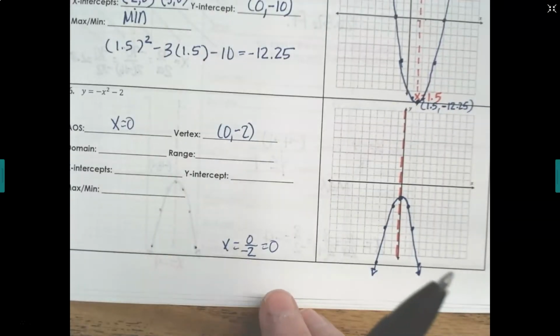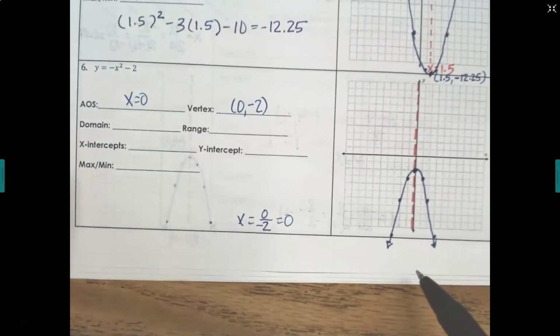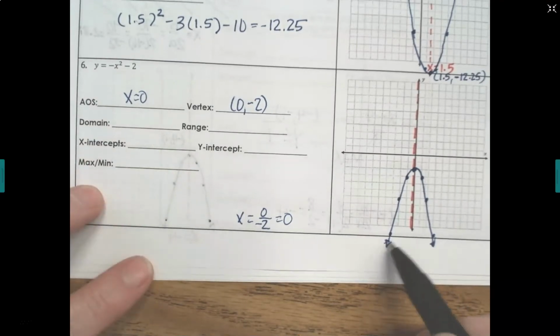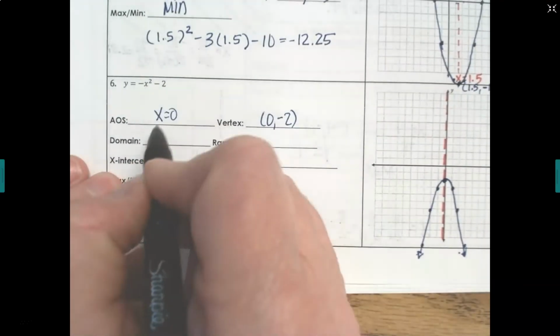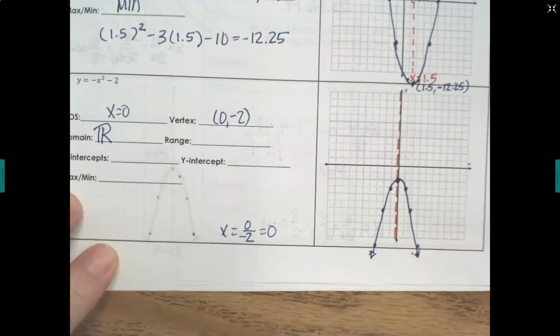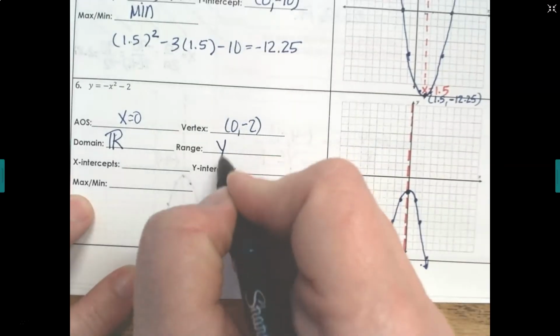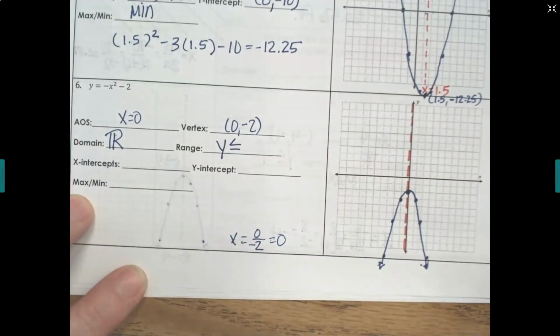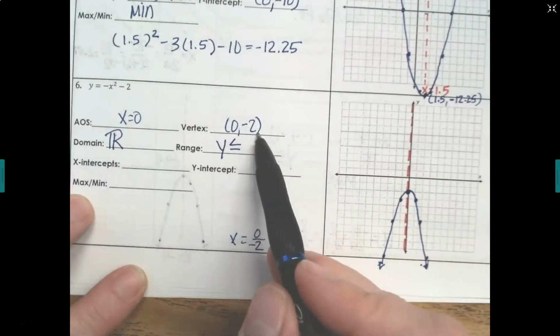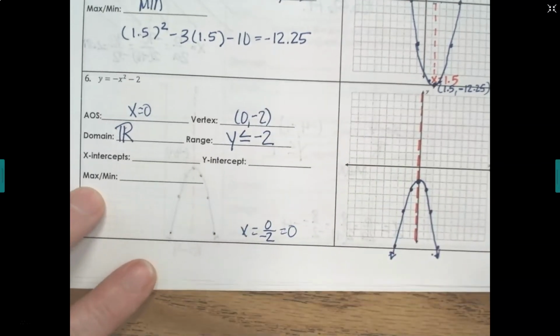So now let's try and answer some of these questions. For our domain, it's easy when we're not talking real world problems because they're not stopping left or right. So it's going to be all real numbers. Our range, what y values are included in this graph. The vertex is here. The entire graph is under the vertex, so that means y is less than or equal to whatever the y value of the vertex is, because that's the highest point. It's not going to go past that point.